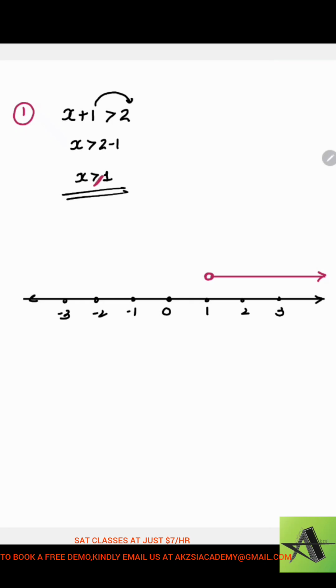But it's not equal to 1. There is no equals to sign here. That means x can be any value greater than 1 but not 1. It cannot be 1. And that's why, when we are not including that particular value, we make a hollow circle. So it's an unfilled circle. An unfilled circle is drawn when we exclude that particular number.